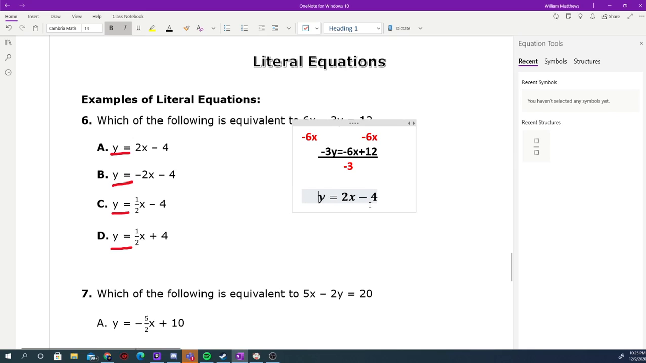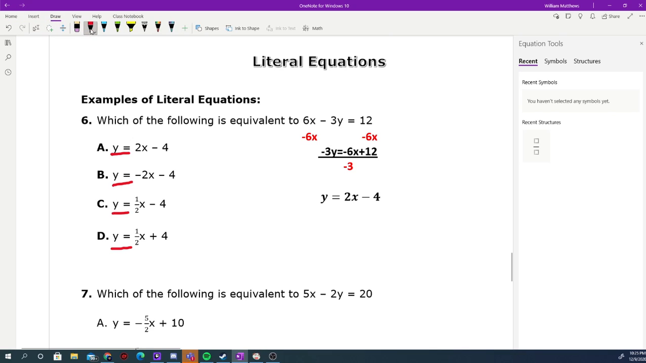So to line this up a little better, once we divide everything by negative 3, we get y equals 2x minus 4. So with this portion, 2x, I can cancel out C. The minus 4 is the same between these two, but B has a negative 2x. So we know that is incorrect, so A is my answer.